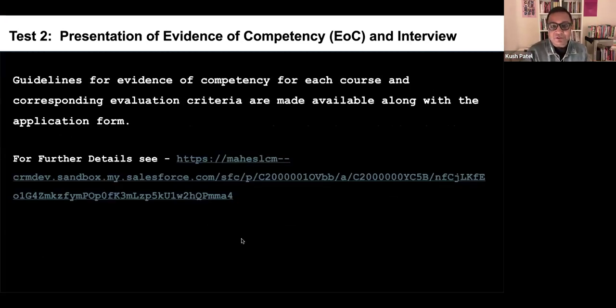Guidelines for evidence of competency for each course and corresponding evaluation criteria, as I mentioned, are made available along with the application forms. So if you go to the application portal, the link we have included in our last slide as well, it will take you to the specific program, and each of the programs' evidence of competency will be listed there as well. But if you have any questions that come up in terms of building your evidence, building your portfolio, building your statement of purpose, again, please reach out to program heads. We are more than glad to walk you through that process as you plan to submit your application.